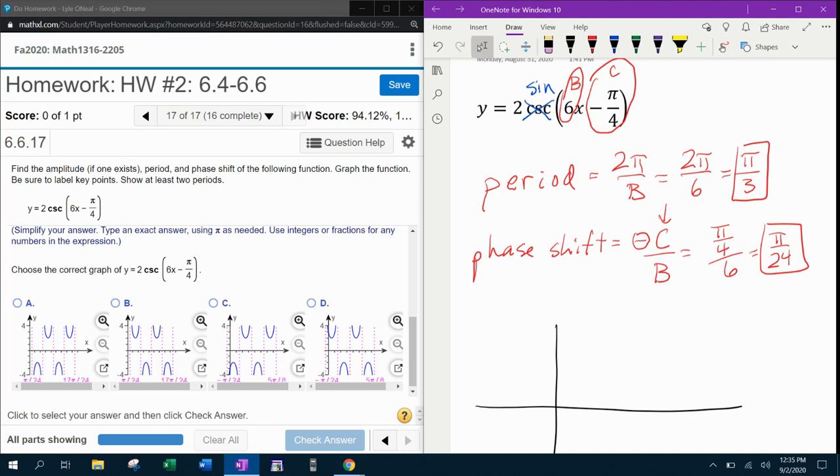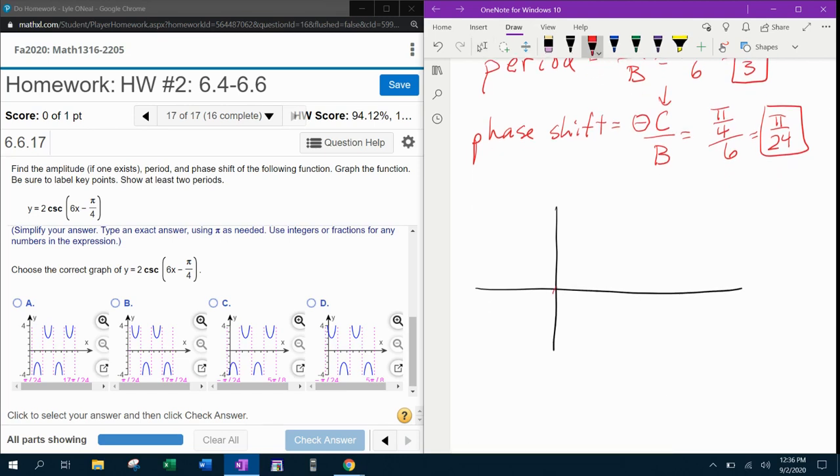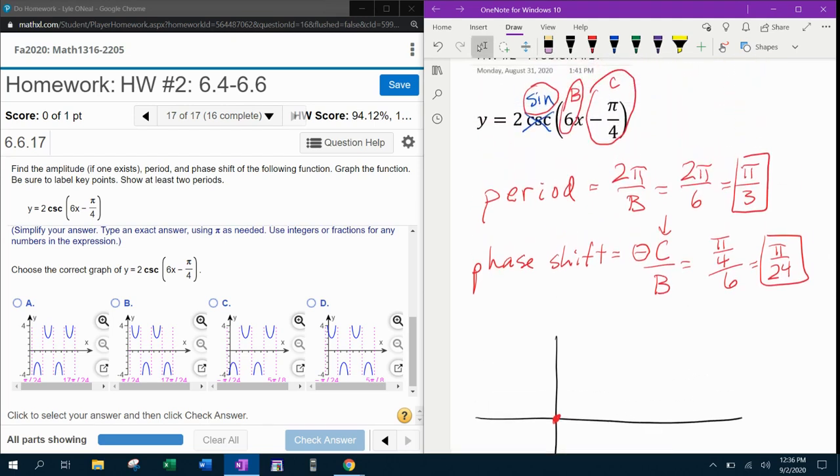All right, so the first step is starting point. If you have a sine function, sine starts at the origin. So our first point would go at the origin. Sine starts at the origin. If it was a cosine, we would start at 2. But we have sine, so we're going to start at the origin. That's step number 1, starting point.